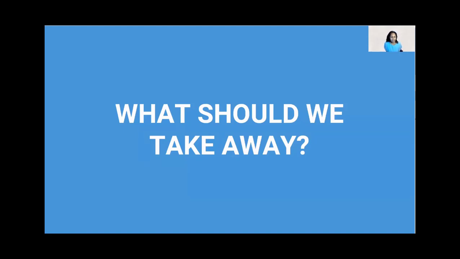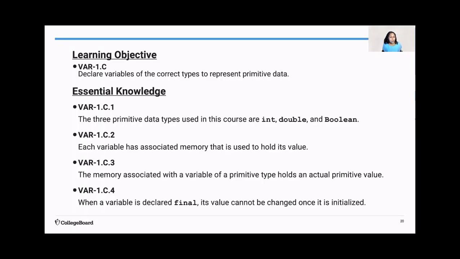So what should we take away from this? As a reminder, we have 3 different data types that we primarily use in this course: ints, doubles, and booleans, like we introduced in the previous video. All of those variables that we can create have memory that's associated with them that can hold information. And if those variables are primitive types, they hold actual primitive values. And if I create a variable that's declared final, then I cannot change it because it is a constant for my program.